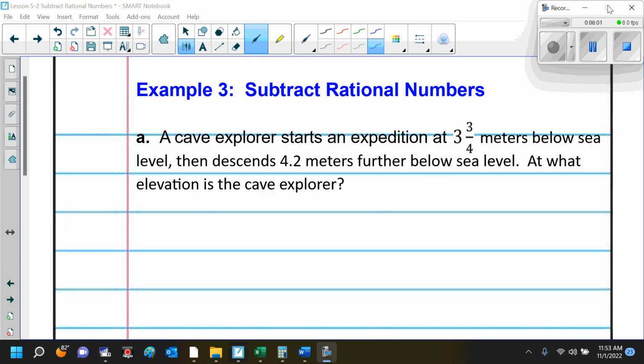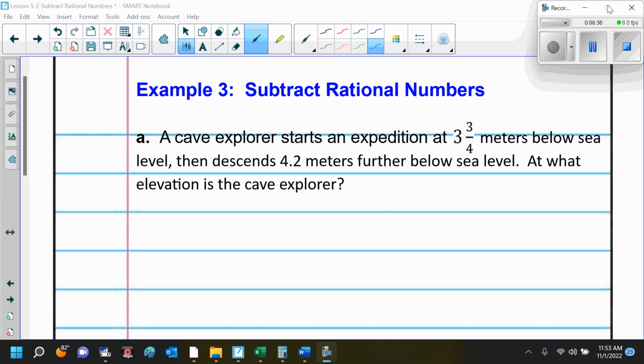All right, example 3 is subtract rational numbers. Now again, you guys, with word problems, you don't have to write the entire thing. You just have to write the important information. So it says here, a cave explorer starts an expedition at 3 3/4 meters below sea level. Is that going to be a positive or a negative? Negative, because that's below sea level, right? And then the cave explorer descends 4.2 meters further below sea level.